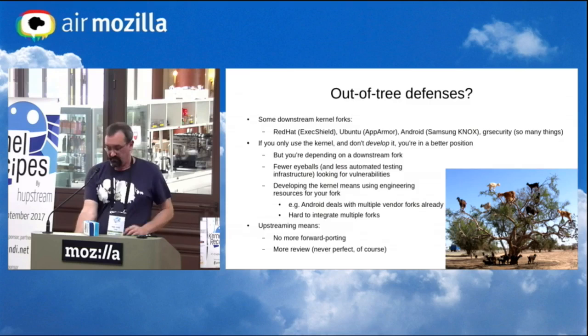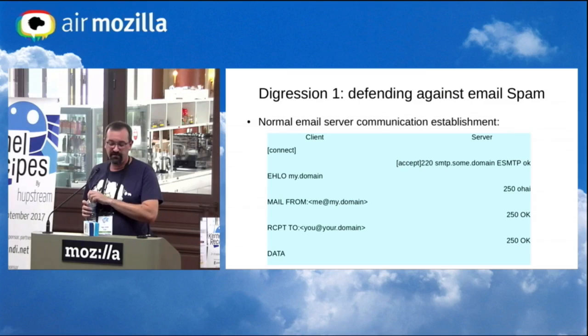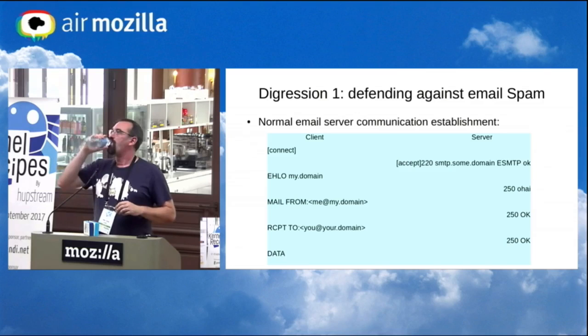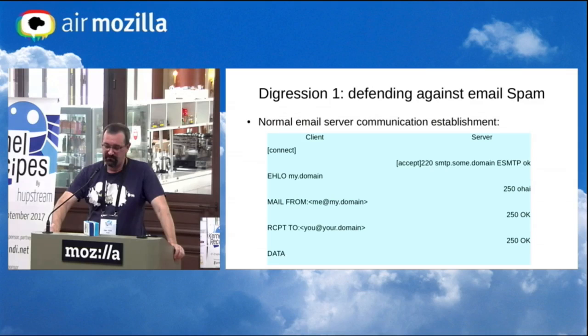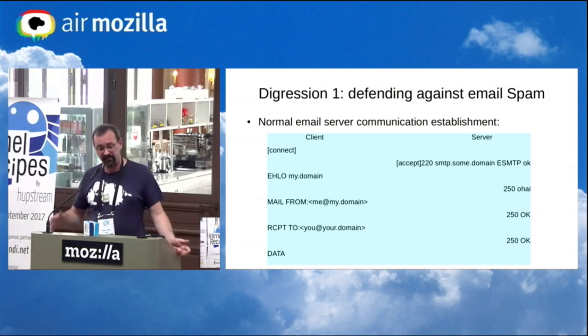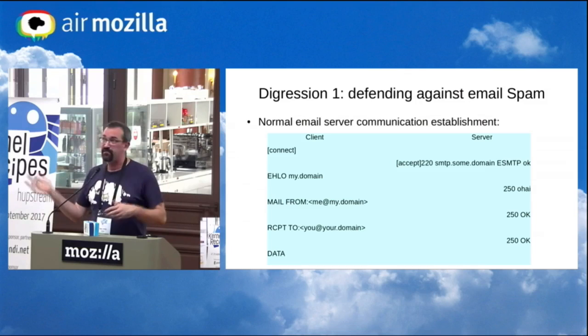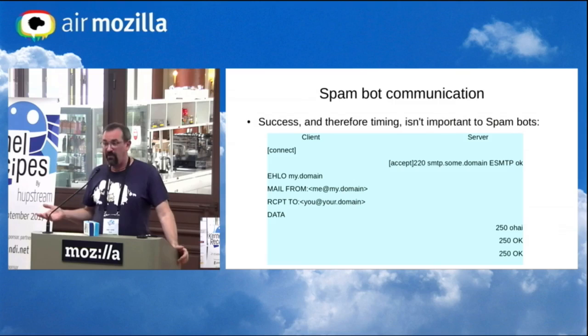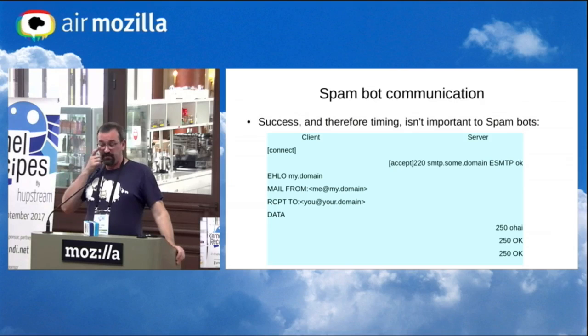So I'm going to take the first of a couple digressions. This is to illustrate the utility of defenses living in kernel forks. So this is email SMTP session establishment for people who are unfamiliar with it. The client connects, the server sends a banner, and it's a line at a time communication. They say hello, it says who is this from, okay, here's some mail, great. Spam bots don't really care about this, so as soon as they connect, they just throw everything at once. And the server continues to process it a line at a time, saying, oh, I saw a line, okay. Oh, I saw another line, okay, whatever.